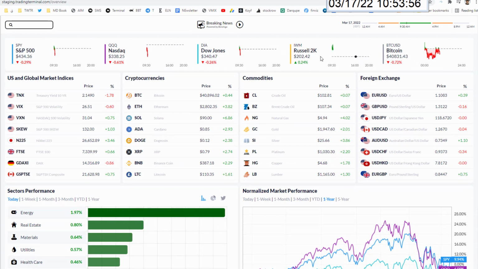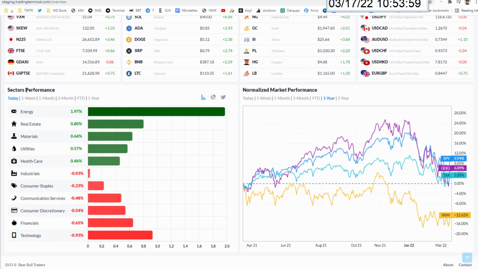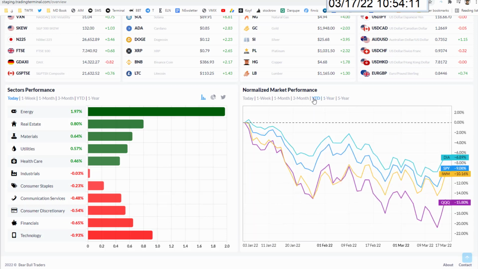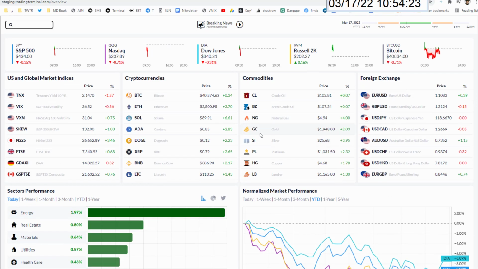Bitcoin is around $40,000. And today, sector performance is kind of mixed. Energy is strong, as you see, Oxy and Devon Energy, and technology and financials are not. And year to date, we're still seeing a bounce, but we're still down negative 6 to 10% for Dow and SPY. Qs are down 15% for the year. So not a very fun time right now.